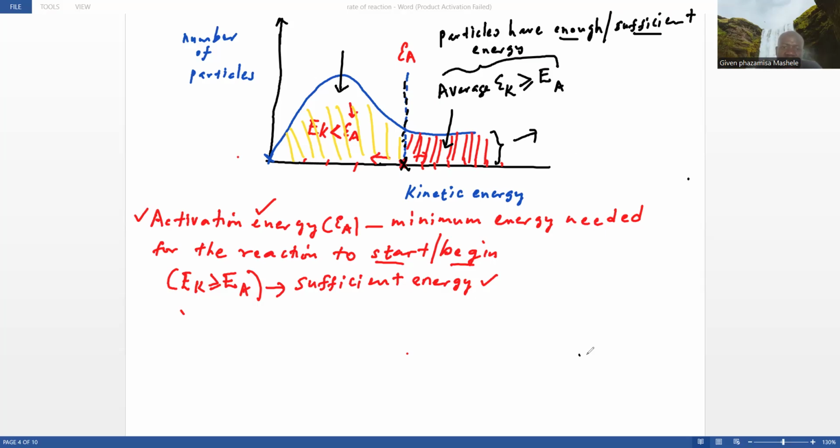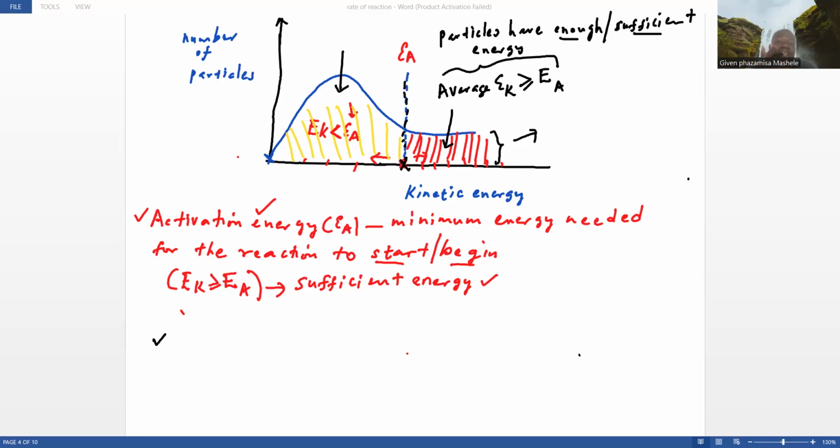So what does this mean? It means we can take this further and ask, how can we use this collision theory to explain the factors that are affecting reaction rate? Number one, according to collision theory, for the chemical reaction to occur, particles must collide with sufficient energy, or with enough energy, and correct orientation.